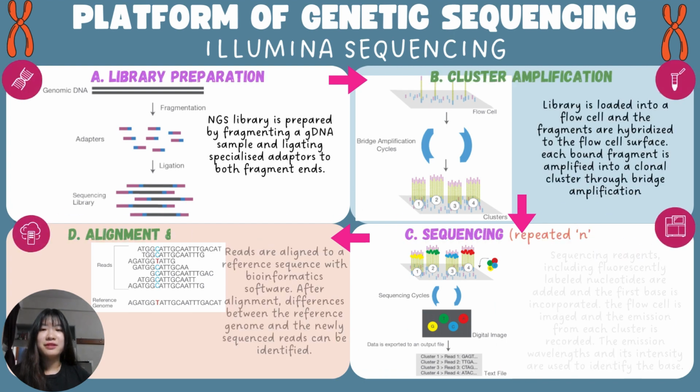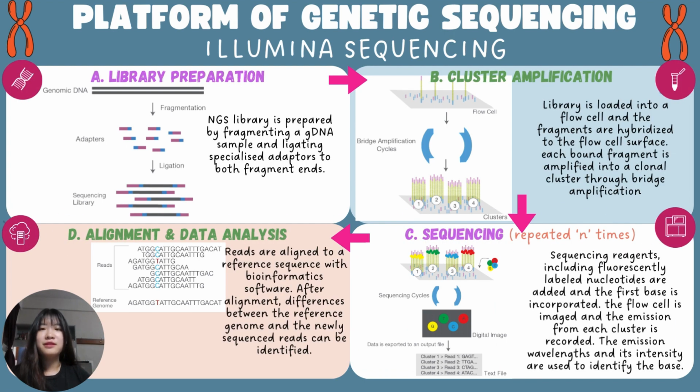One of the platforms of genetic sequencing is Illumina sequencing. The first step is library preparation. The next generation sequencing library is prepared by fragmenting a gDNA sample and ligating specialized adapters to both fragment ends. The next step is cluster amplification. Each fragment is amplified into a clonal cluster through bridge amplification. The third step is sequencing. This step is repeated n times.